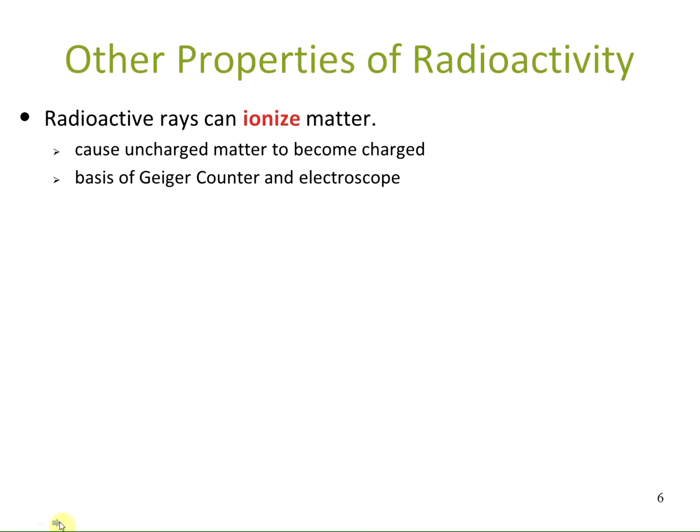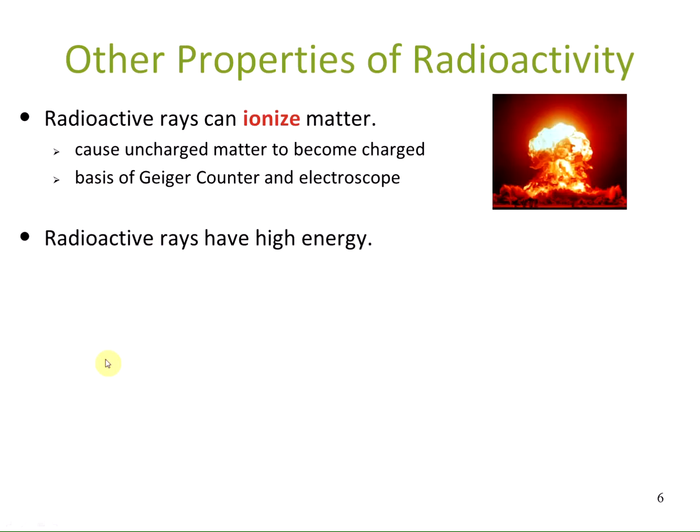So let's look at some other properties of radioactivity. So we said radioactive rays can ionize matter. So like we saw with the electroscope, that radioactive matter ionized the air, which knocked off electrons, which then added to the foil to neutralize the charge. So this can cause uncharged matter to become charged. And this is the basis of a Geiger counter and the electroscope.